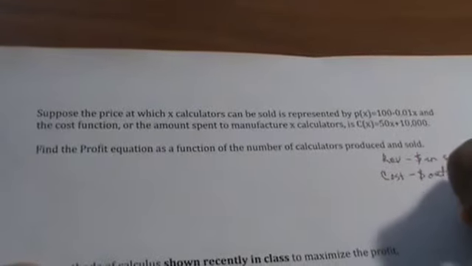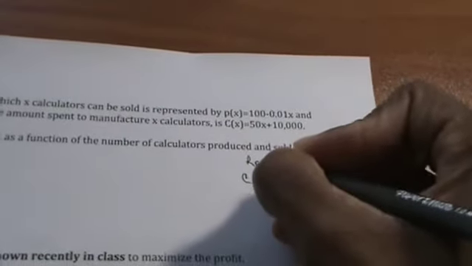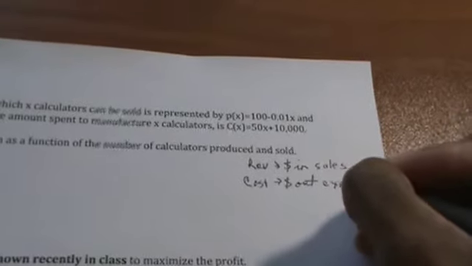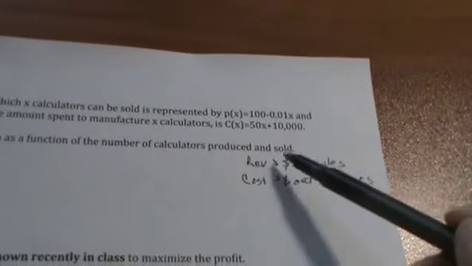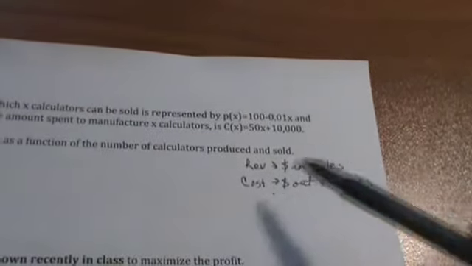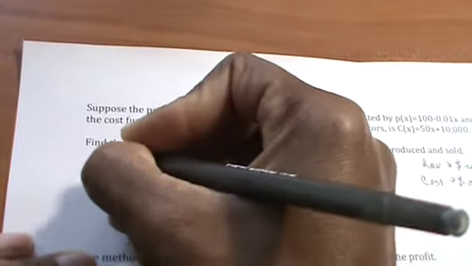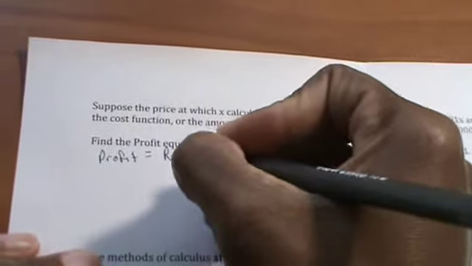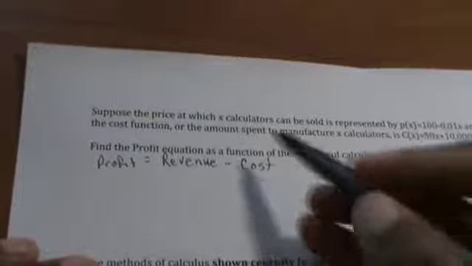So let me write this down. Sales, I want you to see that, and then cost is the money going out from expenses. Okay, so then your profit is what you have when you take everything that you have coming in from your sales and you subtract off all of your expenses. So I'm going to go over here and write that profit equals the revenue minus the cost.